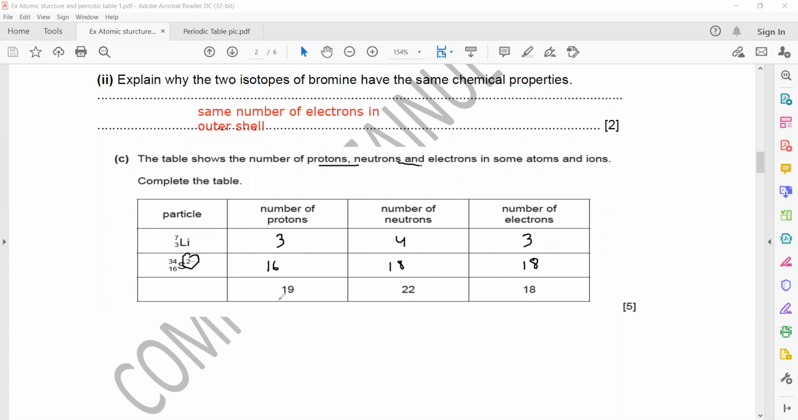Then a proton number of 19. So which element has a proton number of 19? Why are the neutrons 4? How do we get the number of neutrons? The number of neutrons equals A minus Z. The top number is A and the bottom number is Z. So when you subtract the proton number from the nucleon number, you get the neutron number.